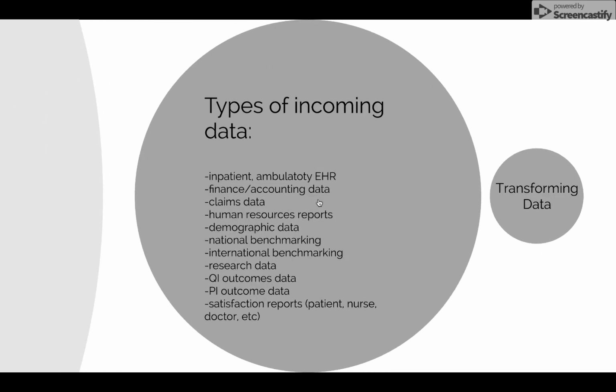All right. So first we have the types of incoming data. There are large databases that have inpatient, ambulatory, EMR data, financing and accounting data, claims data, human resources reports, demographic data, national benchmarking, international benchmarking, research data, QI, PI, satisfaction reports. So that includes patient, nurse, and doctor. Tons of data. There are overwhelming amounts of data coming in that needs to be ciphered through to make it usable.